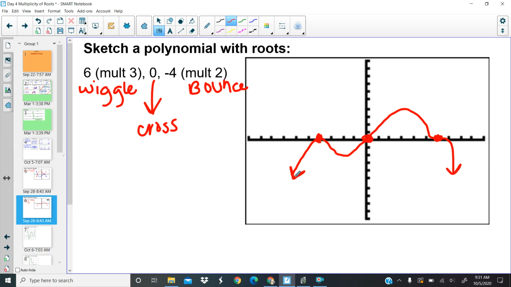So that's going to be one version, and then if I had started above the x-axis, I'm going to go ahead and draw out what the other version would be. So this time I'm just going to come down to -4 and bounce away. I'm still going to cross straight through our 0 and then wiggle through where x equals 6. So this would be the other version of the answer to this type of problem.